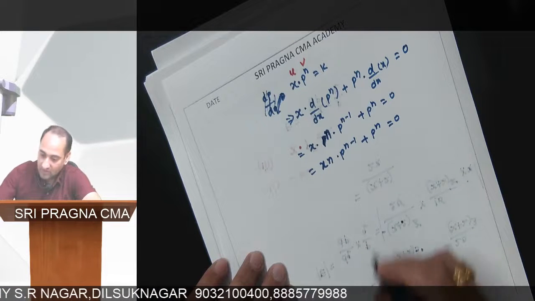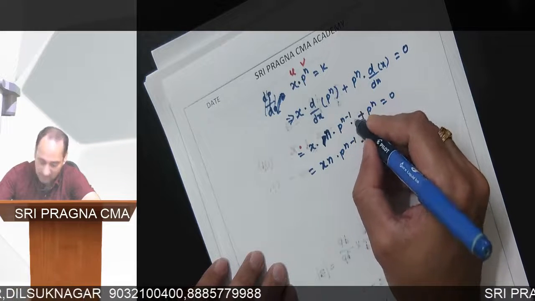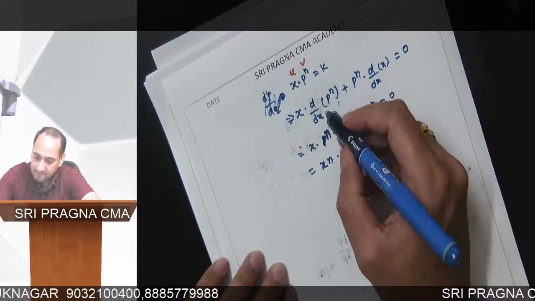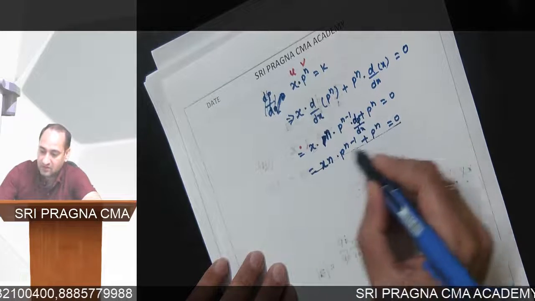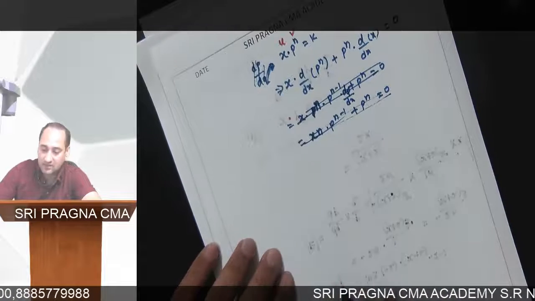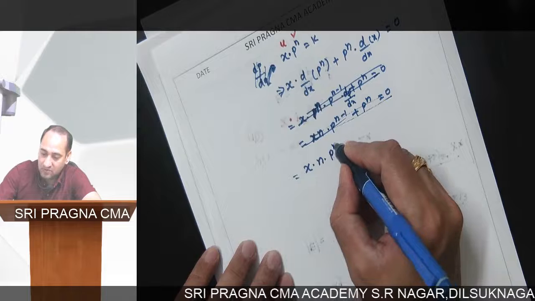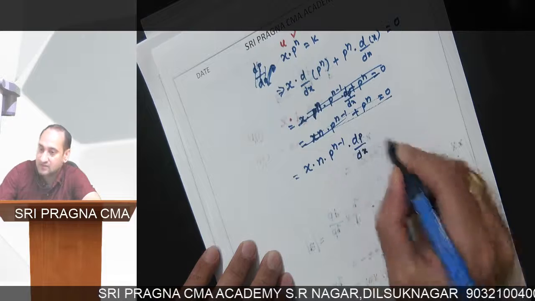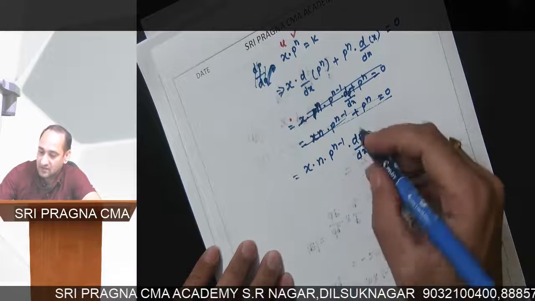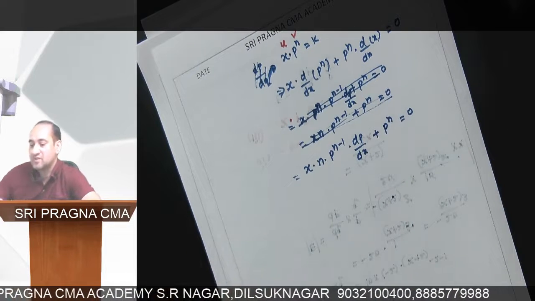Now, oh, I have not written one differentiation, I missed the derivative. You have to write the term as dp by dx. One minute, let me cross this out. Let me write in a proper order. x into n into p to the power n minus 1 into dp by dx plus p to the power n is equal to 0. Now it is fine. I missed to write this one.